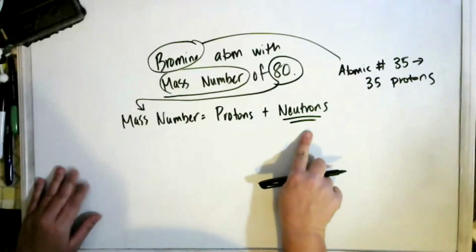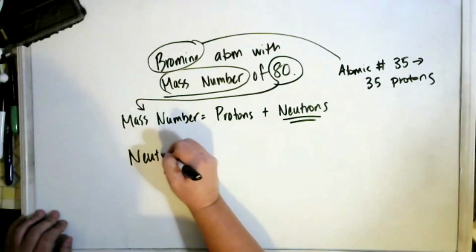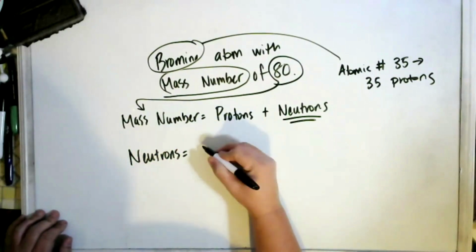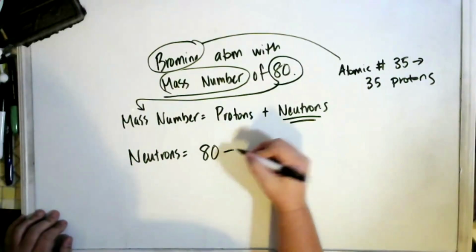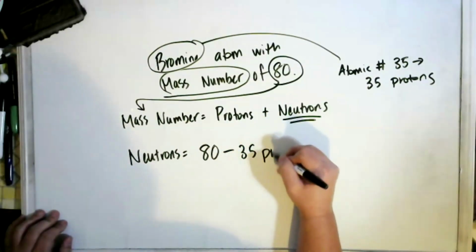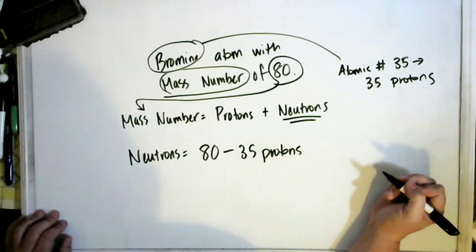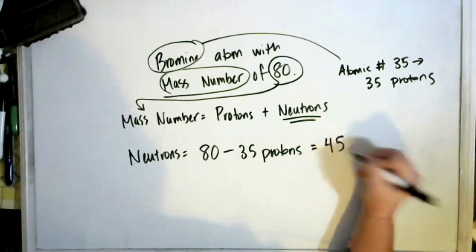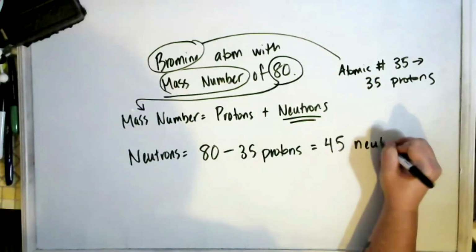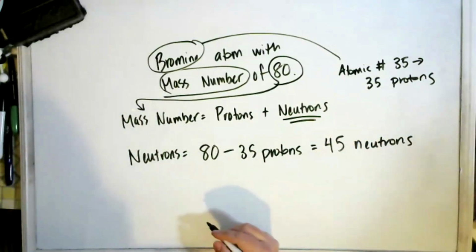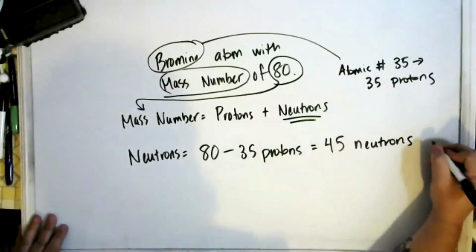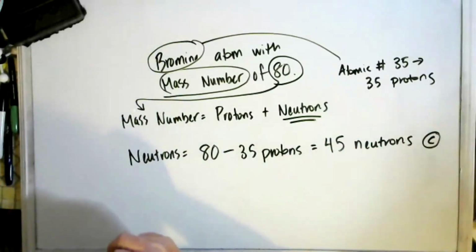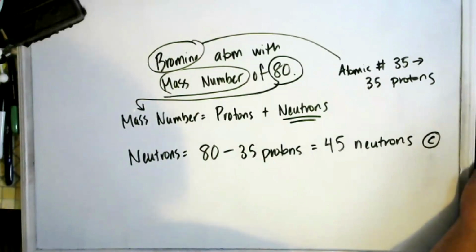So to find my number of neutrons, I'm going to take my mass number of 80 and subtract my 35 protons. That's going to leave me with 45 neutrons. That's going to be answer choice C on our review. All right, next question.